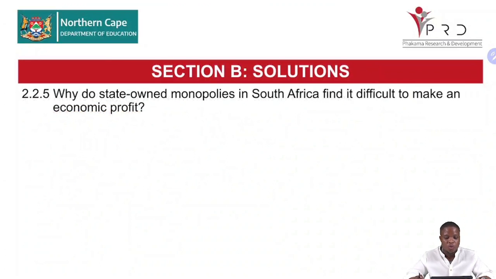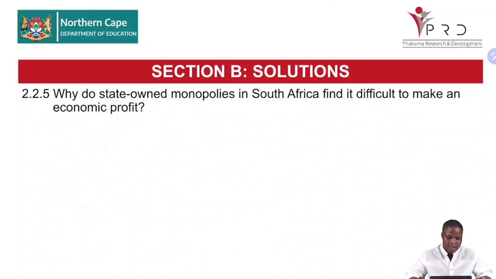2.2.5, why do state-owned monopolists in South Africa find it difficult to make economic profit? Recently, they are speaking of selling the post office, privatizing the post office because it needs to be built out. They are owing so much. We're looking at day 0 at the end of October to see what will be the final decision that is made. We've seen that SAA was being bailed out so many times.